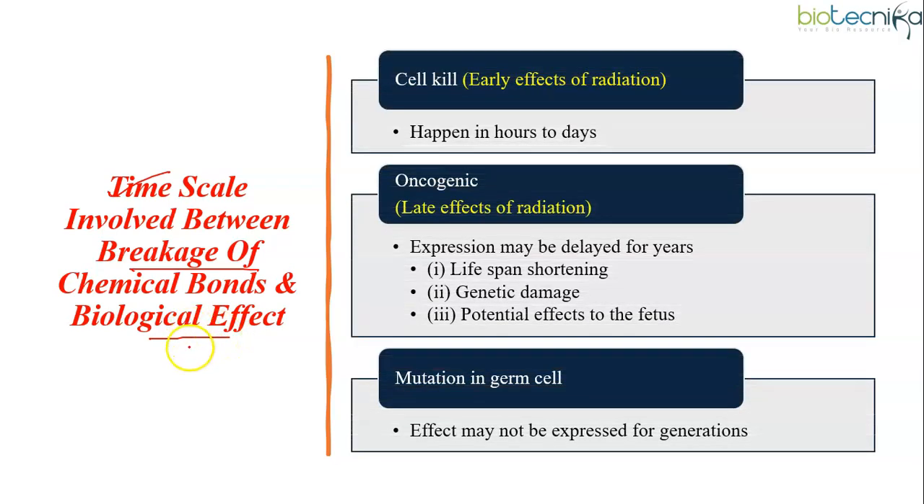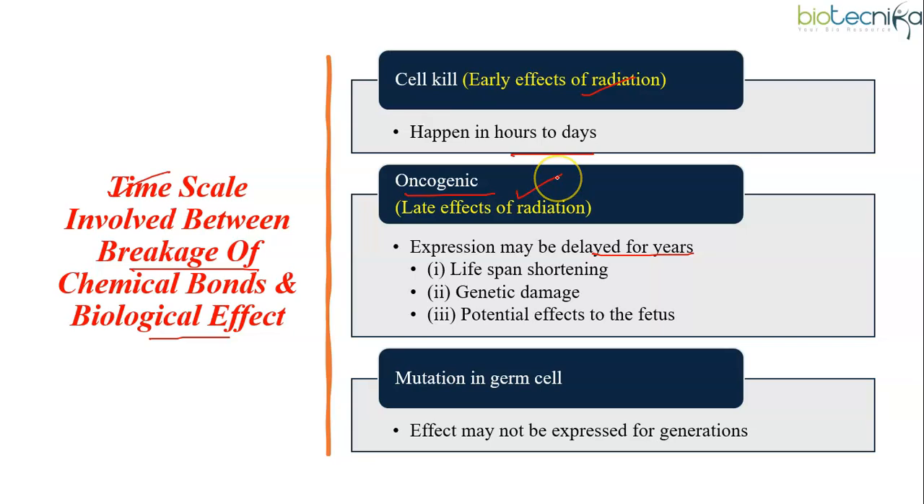Now, when the ionizing radiation falls on the target, the time scale involved between breakage of chemical bonds and biological effect depends on the type of damage. If cell kill is the result, it may happen in hours to days when the damaged cell attempts to divide. So this is an early effect of radiation. But if the damage is oncogenic, that is cancer induction, then its expression may be delayed for years. So this is the late effect of radiation.